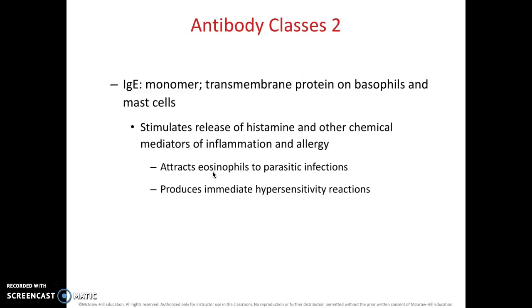IgE is a monomer, and this is a transmembrane protein that's found on basophils and mast cells. So the IgE monomer stimulates the release of histamine and other chemicals that are mediators of inflammation and allergy. So this allows eosinophils to be attracted to parasitic infections, and it produces immediate hypersensitivity reactions that are found with allergic reactions.